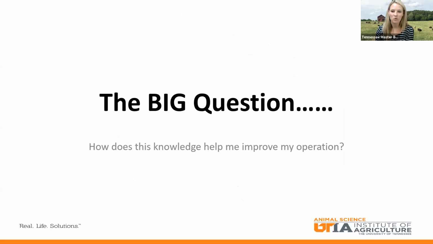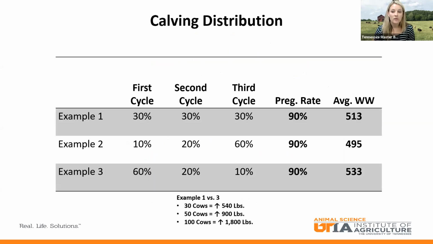Okay. So why is this even important? Why does this even matter? And how does this help you on your operation? And perhaps one of the biggest ways is through better understanding of calving distribution and the economic impact that it can have on the operation.